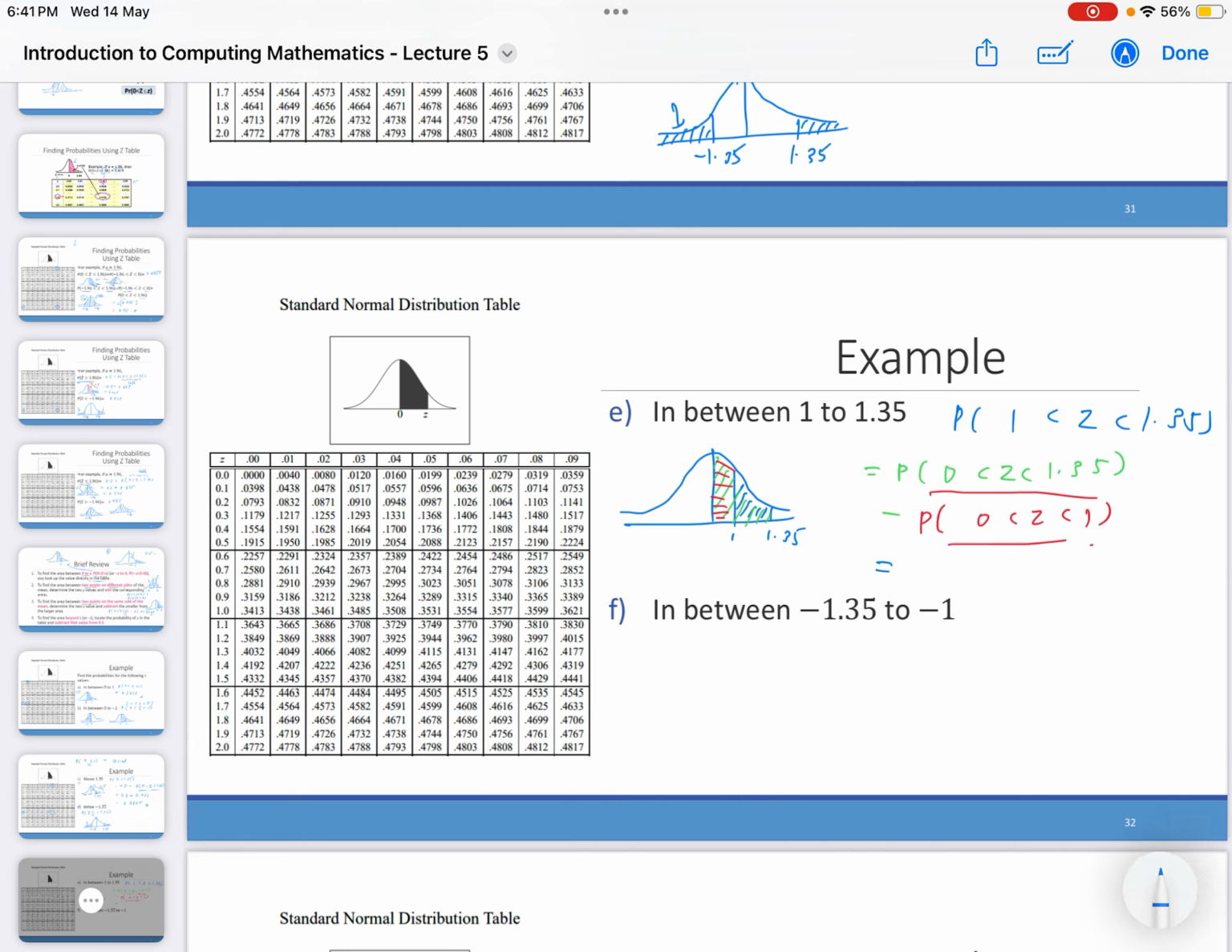So probability, okay, 1.35, we have this one. 0.4115 and then minus. So for 1, we have this one. 1.00 is this one. 0.3413.